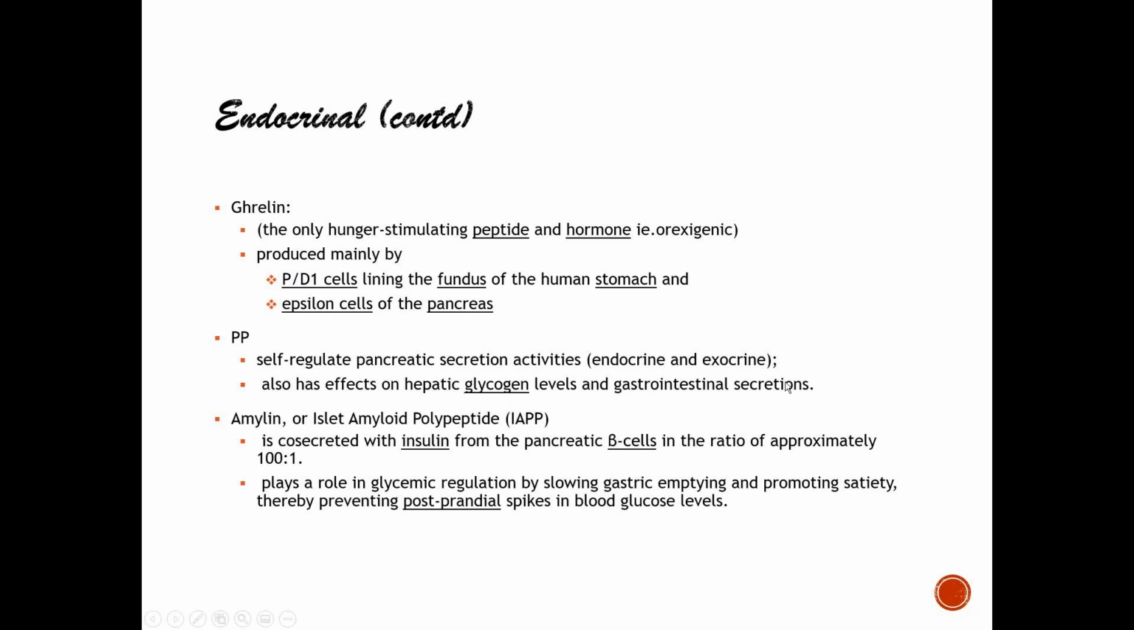And then comes the amylin, which is also secreted from the beta cells, which is islet amyloid polypeptide. It is co-secreted with insulin from the beta cells in a ratio of approximately 100 parts of insulin to 1 part of amylin. That's 100 is to 1. It plays a role in glycemic regulation, just like insulin, with a slightly varied effect by slowing gastric emptying and promoting satiety. So it prevents the postprandial spikes in blood glucose levels. So it is basically a hormone which is stabilizing your blood sugar level, right?